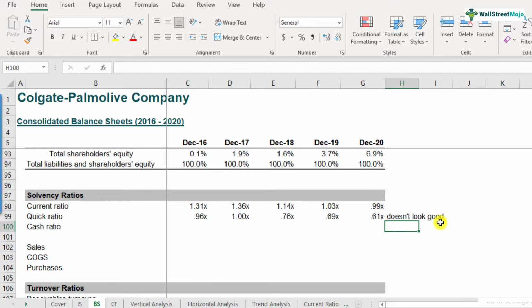So from a liquidity point of view, even though current ratio is just enough to cover its current liabilities, the quick ratio is not in a healthy position. So that's how you basically calculate quick ratios and their interpretation overall.